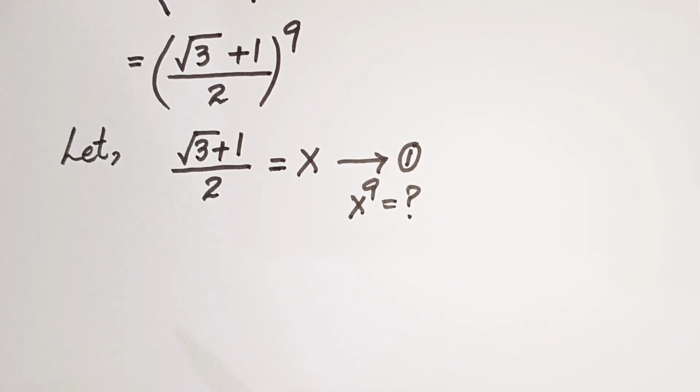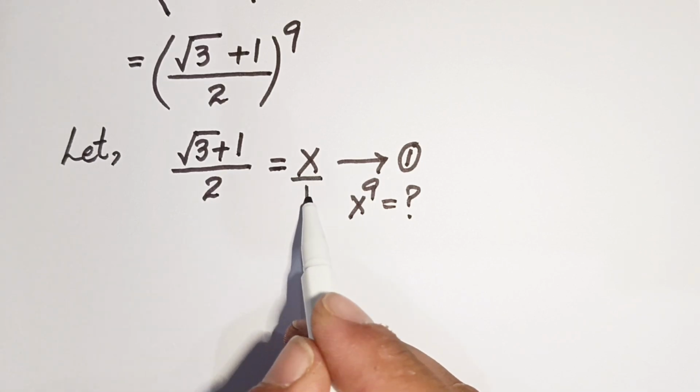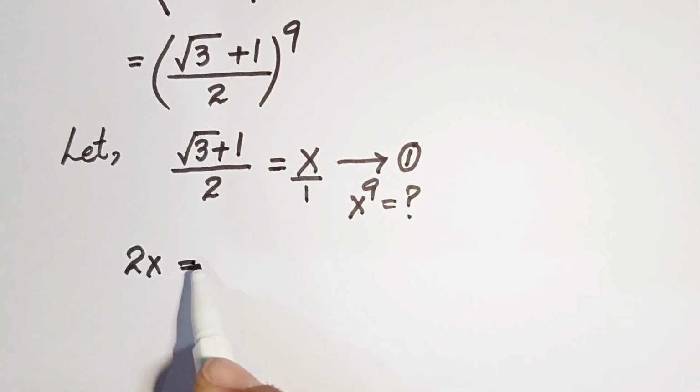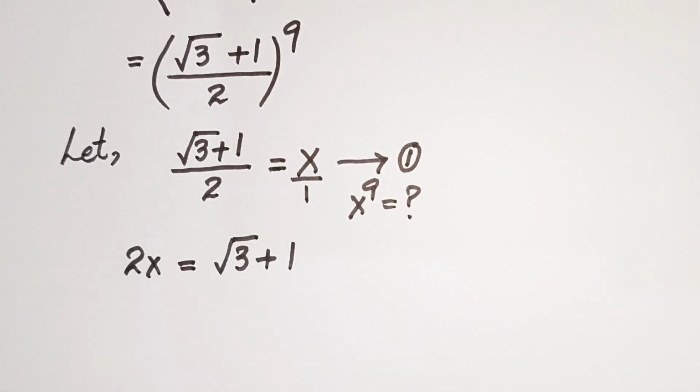Now for finding the value of x to the power 9, we just cross multiply this one. So here it is 1. 2 multiplied by x is 2 times x, which is equal to square root of 3 plus 1. Now if we shift this plus 1 to our left hand side, we will get 2x minus 1 is equal to square root of 3.